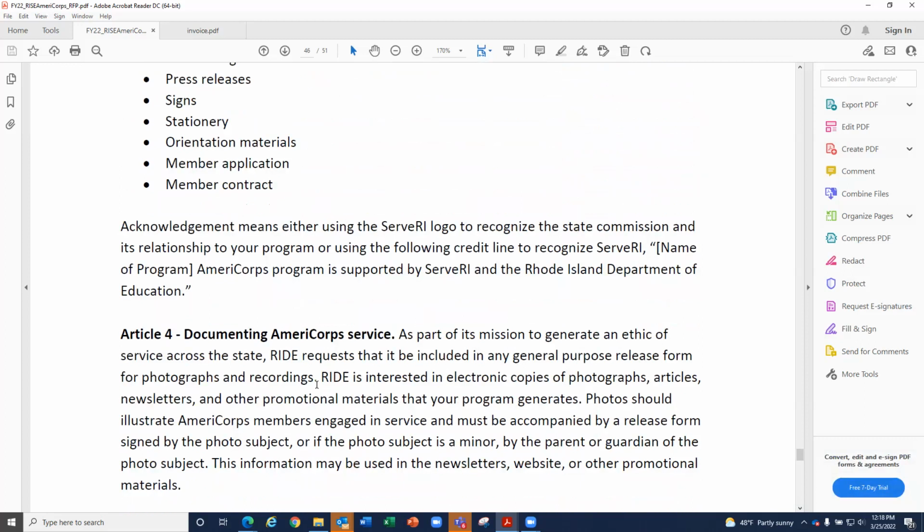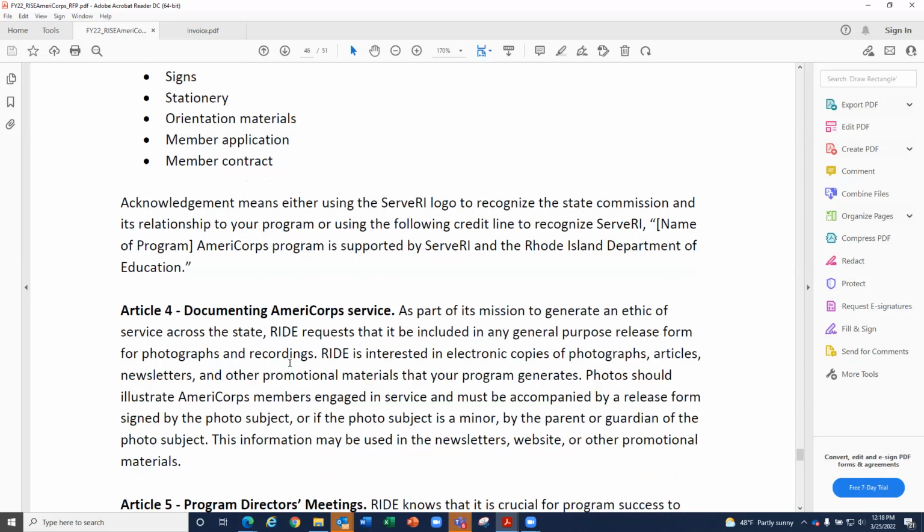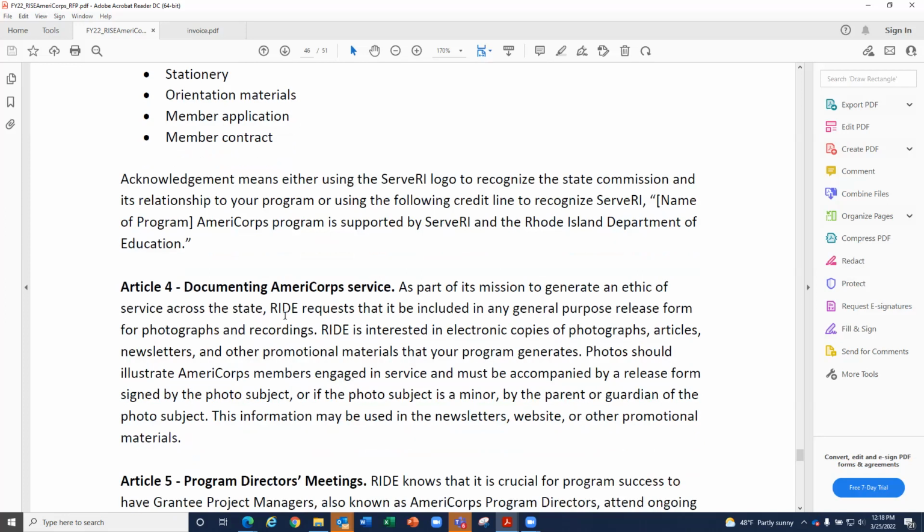We have a specific line in here where you would say the super awesome Americorps program is supported by ServeRI and the Rhode Island Department of Education, just to get very granular on what's in here.